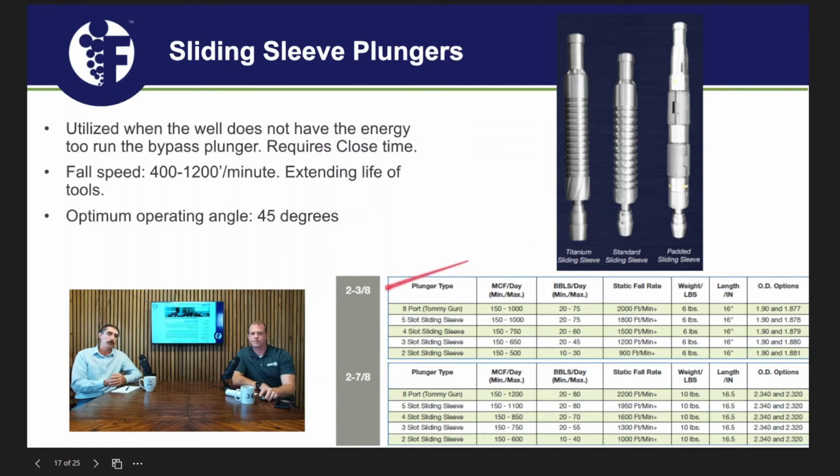And that's where I use what we call a sliding sleeve or a center rod. It just falls faster. Typically, what I've seen is 1,000 to 1,200 feet a minute. They have slot sizes as well. On a 10,000 foot well, that's like 8 to 10 minutes. Okay. So now we're shutting it in not long enough to hurt production, but long enough to get to bottom.